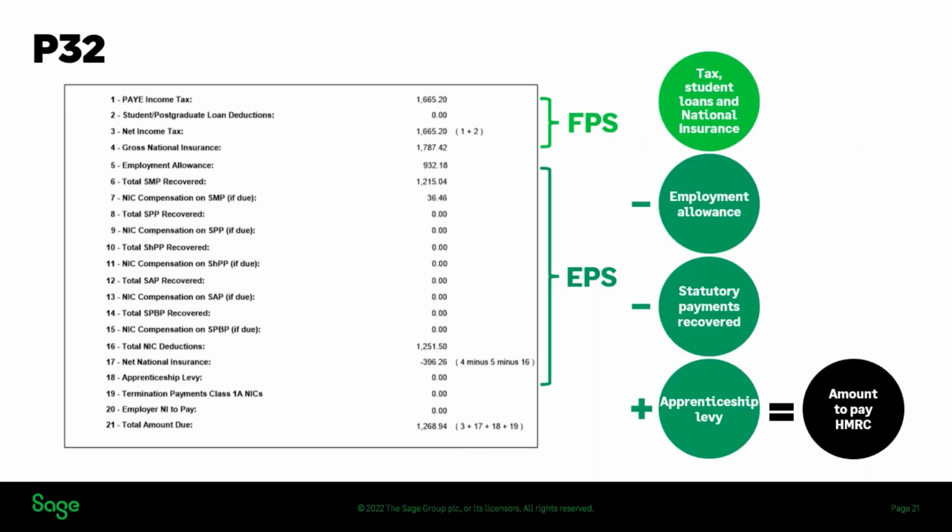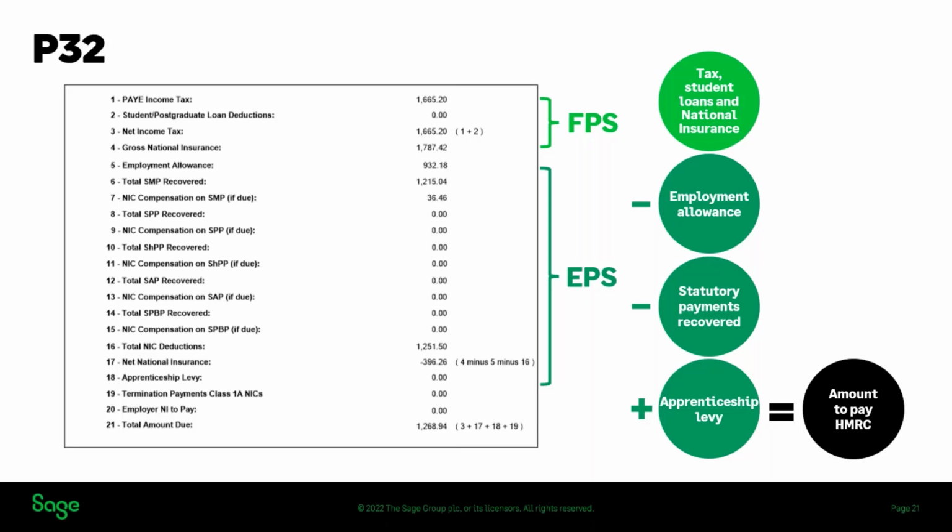So this is a quick look at what's on a P32 report. I will show you where to run it in the demo. But basically, it's totals for the tax, student loans and national insurance that will have been submitted in the FPS. It then shows any adjustments. If you're still claiming employment allowance, that'll be deducted. If you've recovered statutory payments, that is deducted. If you're paying apprenticeship levy, that will be added on to the amount due. And at the bottom of the report, you'll find the total amount to pay to HMRC.